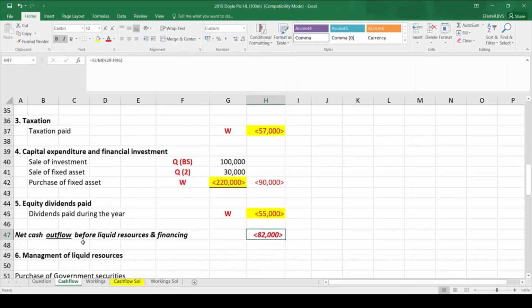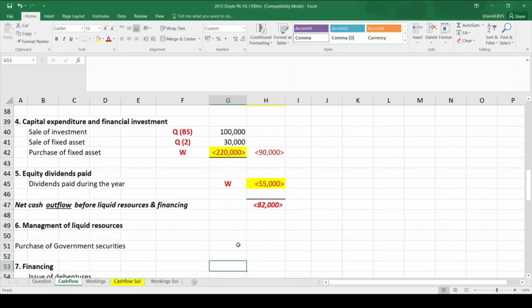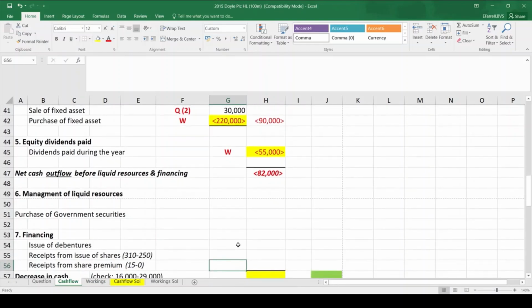So that's net cash outflow before liquid resources and financing. And again, all that goes into dividends is the dividends paid figure. So as that's a minus, it's net cash outflow before liquid resources and financing, which is our last heading. If it was a plus figure, it would be net cash inflow. The 6th heading then, this is before liquid resources and financing. So heading 6 is management of liquid resources, and heading 7 is financing.